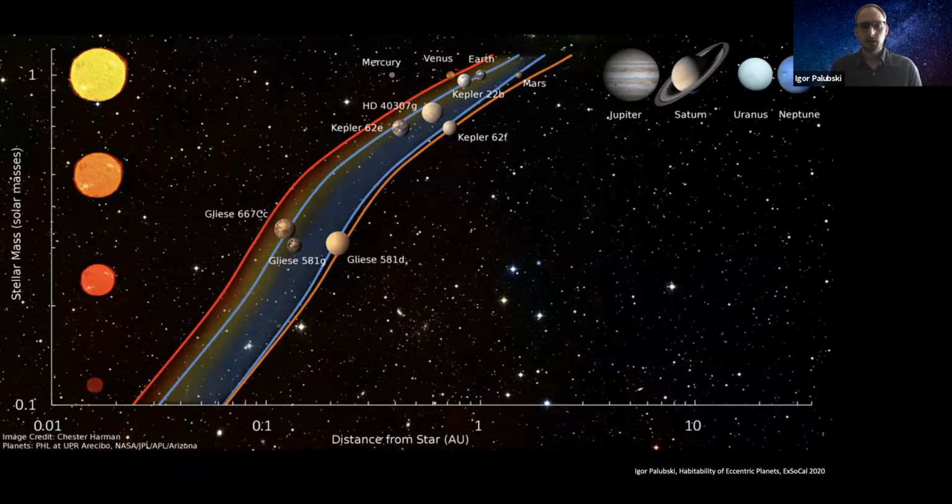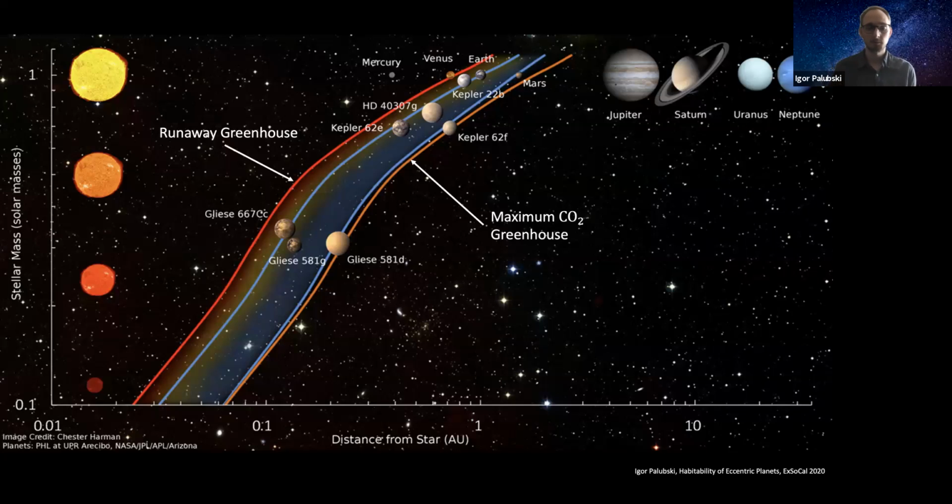So what we have here is likely one of the most mainstream plots of the habitable zone, where we see how the boundaries evolve as a function of stellar mass. And typically, the inner boundary of this habitable zone is determined by the onset of the runaway greenhouse, while the outer boundary by the maximum CO2 greenhouse limit, which is simply the maximum distance beyond which any further increase in the atmospheric carbon dioxide will not help us in keeping the surface temperatures above the freezing point of water.